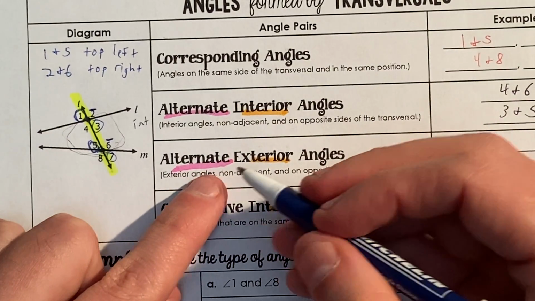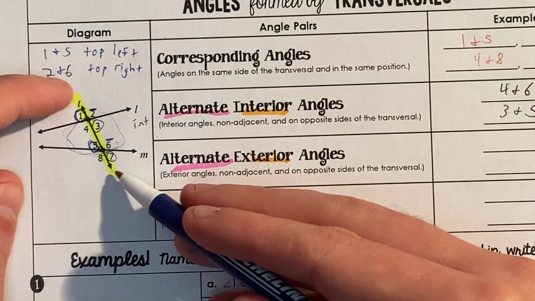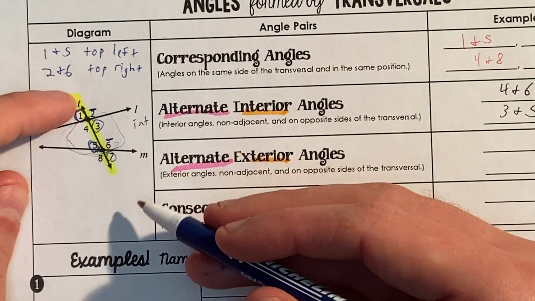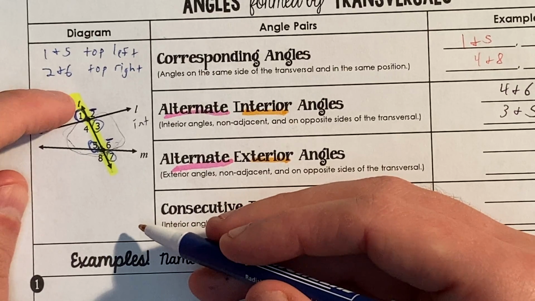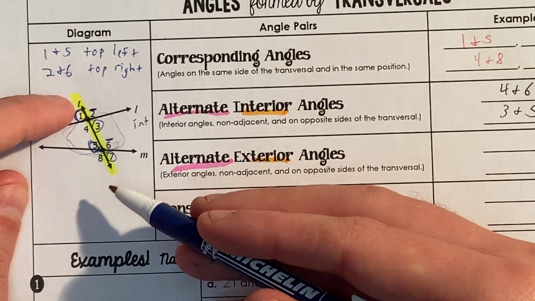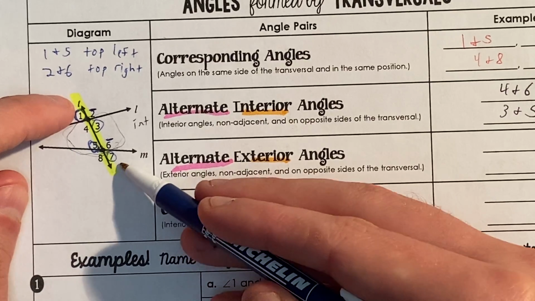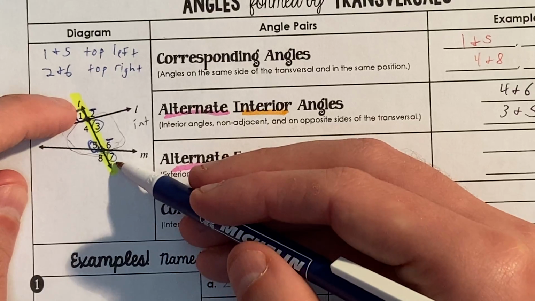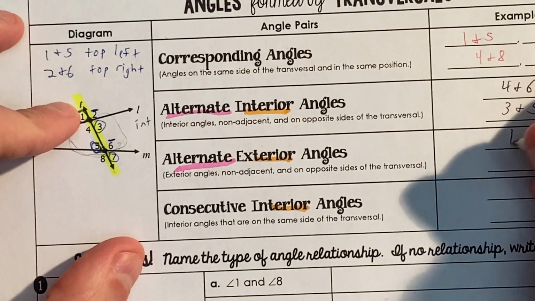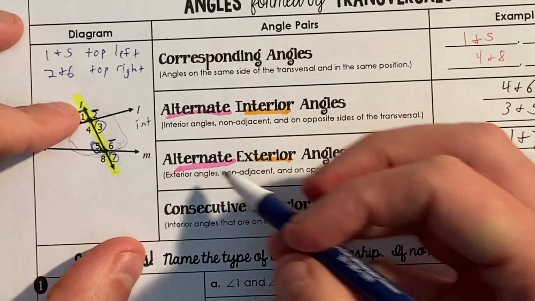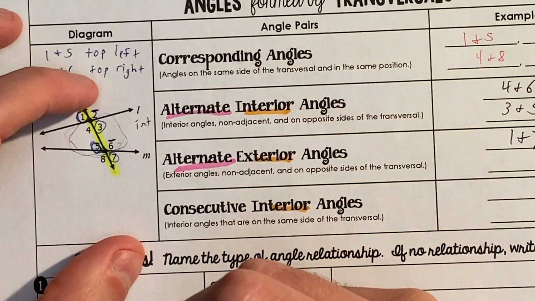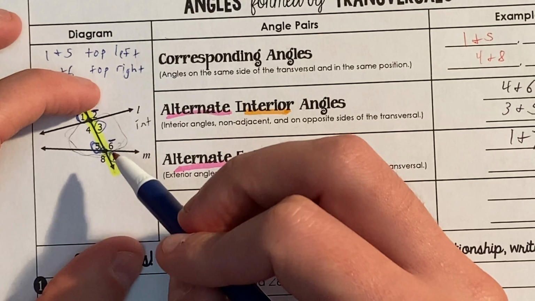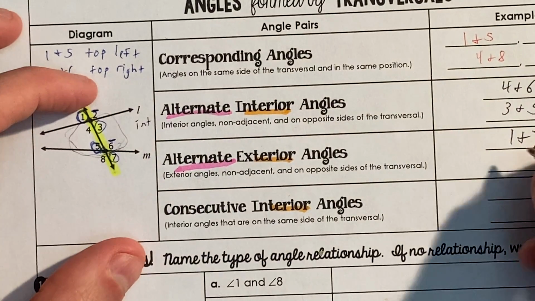Whereas for alternate exterior, same thing, but it's outside. So the 1, 2, and the 8, 7, they're on the exterior. So the 1 would be the alternate of the 8 or the 7. For alternate, if it's the 1, the 7. And if we're talking about the 2 on the exterior, its alternate would be on the opposite side of the line where 8 is.